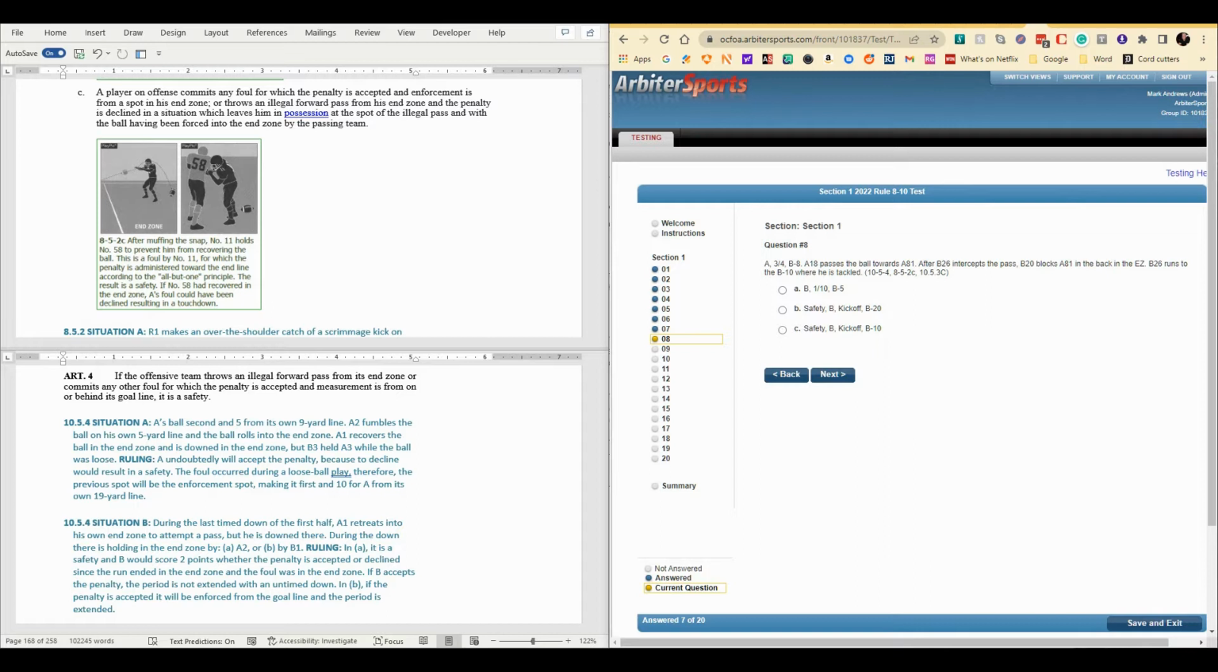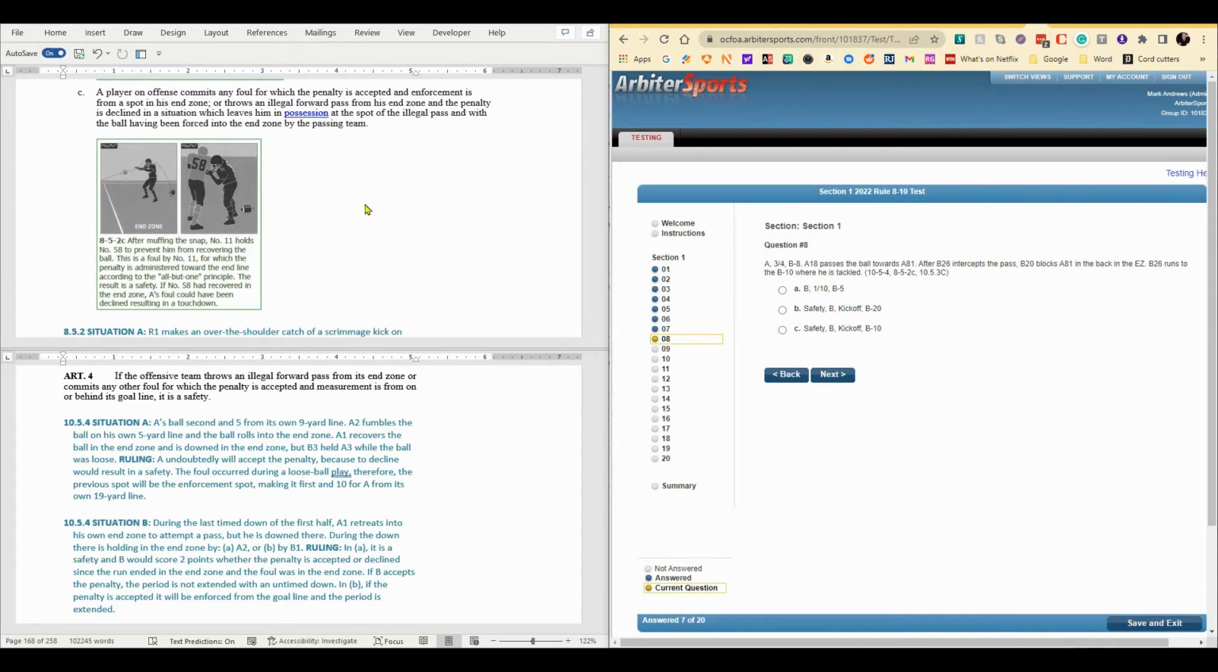Okay, so we have that same rule reference, 8-5-2-c, that I talked about in the previous question, and it says a player on offense. Well, B has now become A. Once that ball is intercepted, they are technically the offensive team, right? So the offense has committed a foul in the end zone.